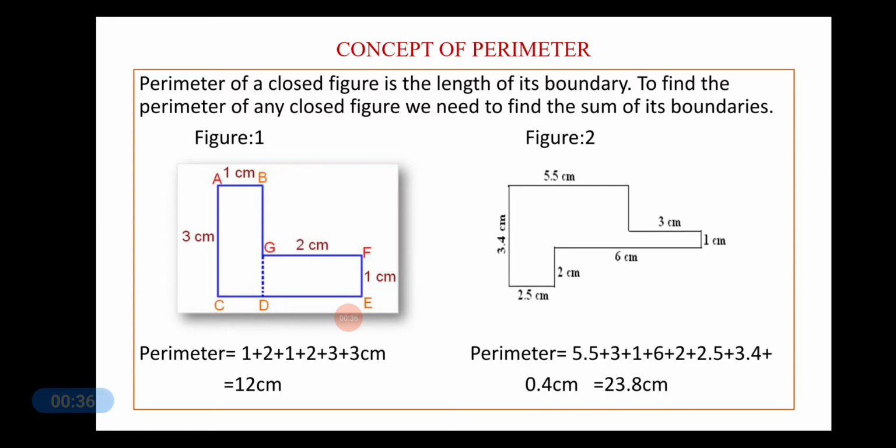Consider your own room. Your room has 4 sides. So what will be the perimeter of your room? It will simply be the addition of all the sides of your room.